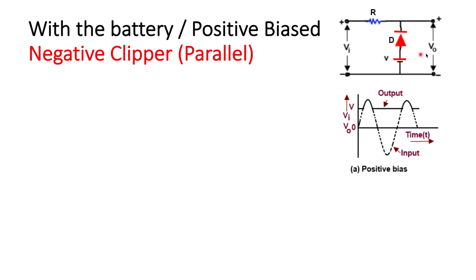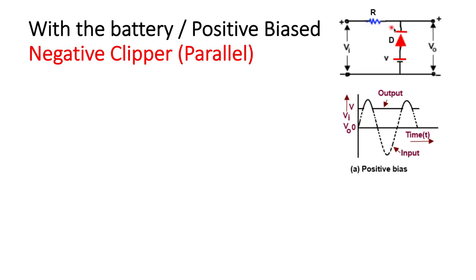If that conducts, it means this will be short circuited, and by applying Kirchhoff's voltage law, we can say that V0 equals V. This situation happens when the input voltage is less than V; the output voltage will be V. We can see that when it is below V, the output is simply V itself.